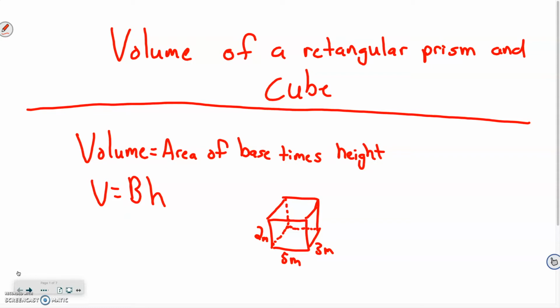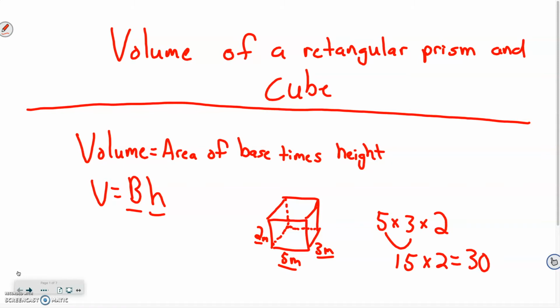Okay? So first it wants you to find the area of the base. That's that capital B. Well, the base would be the bottom, right? So that would be 5 and 3, because it goes 5 across and 3 back. So you're just finding the area of the base, which would be 5 times 3. And then it wants you to multiply the h, which is the height, and that's 2. Okay? You multiply those, that's 15 times 2 equals 30.